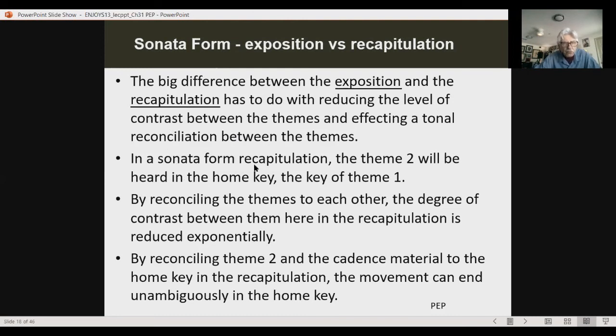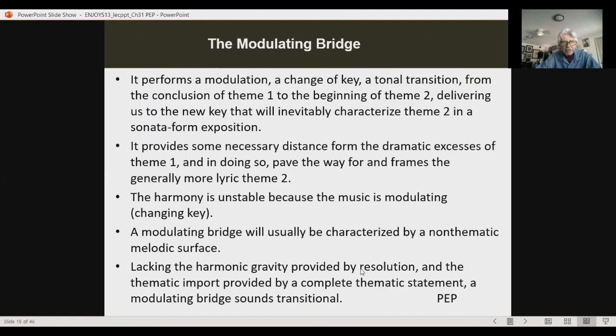So in sonata form, in the recapitulation, theme 2 will be heard in the home key, right? In the key of theme 1. So in the exposition, you have the 2 different keys, and in the recapitulation, now everything is in 1 key. So by reconciling the themes to each other, the degree of contrast between them in the recapitulation is reduced exponentially. By reconciling theme 2 and the cadence material to the home key in the recapitulation, the movement can end unambiguously in the home key. Everybody's happy.